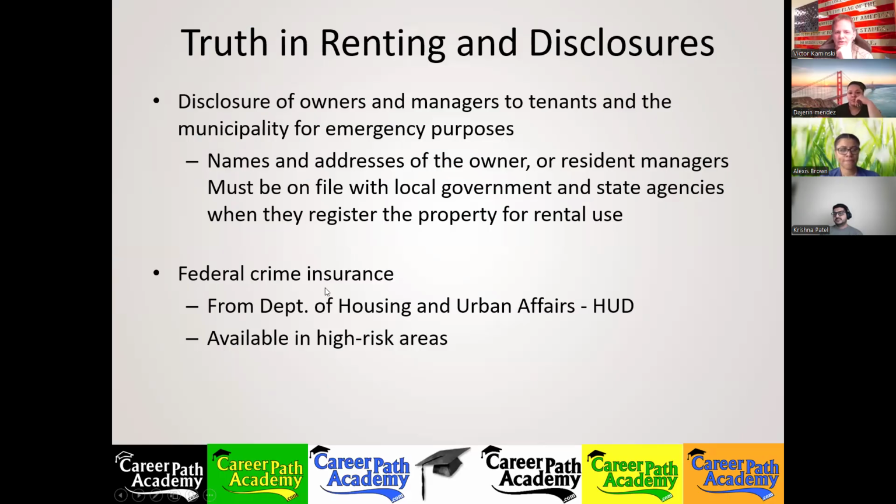Federal crime insurance. Tenants must be notified if federal subsidized crime insurance is available through the Department of Housing and Urban Development, HUD, in high risk areas. I guess that's high crime areas.